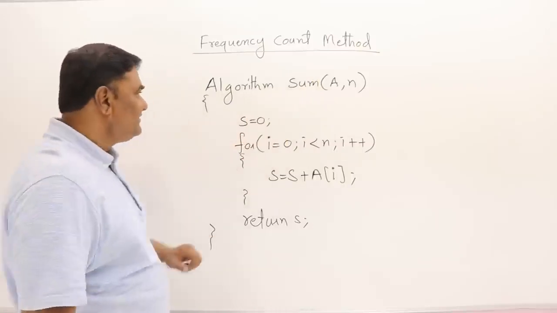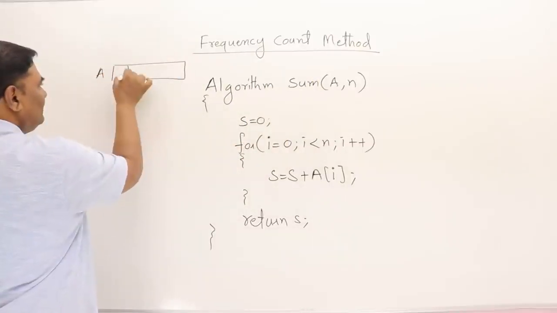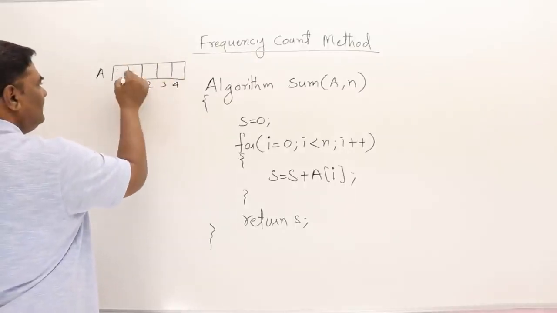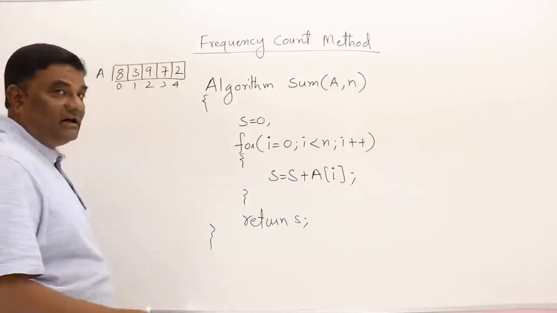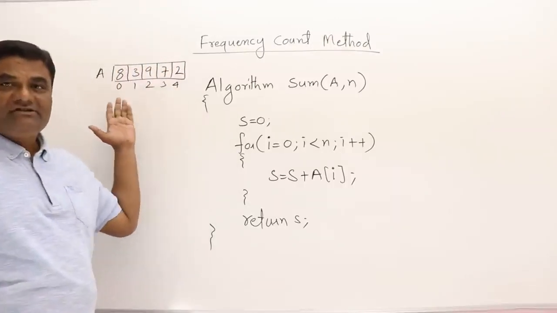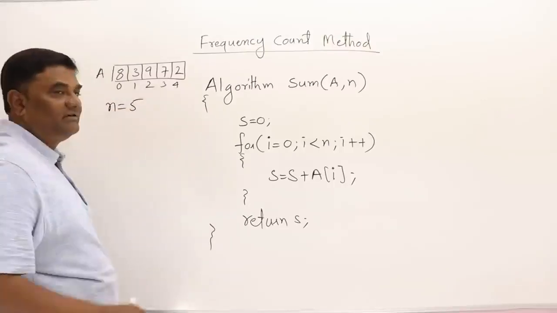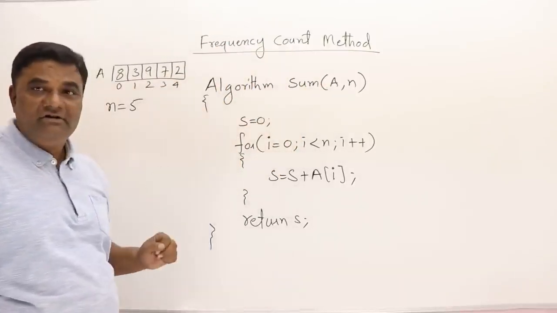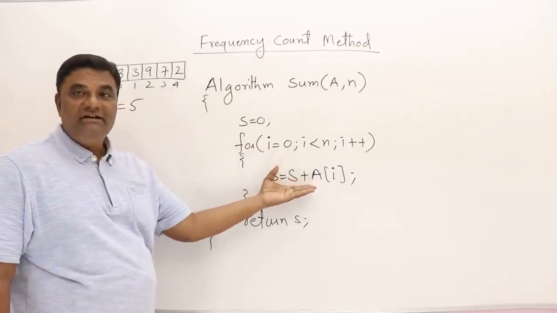Here is an array. Assume that there is an array of some elements. I have taken an array of size 5 with some elements in it. So what is n? n is 5. So A is this array and n is 5. Now what this algorithm is doing is finding the sum of all the elements in an array.